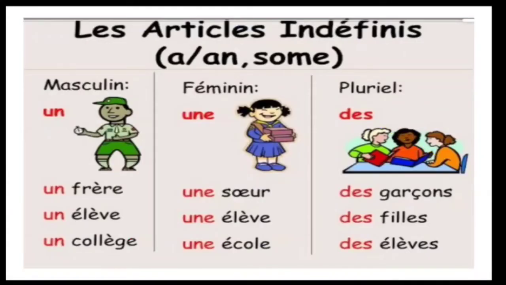See, the definite article and the indefinite article: un, une and des are the indefinite articles. Masculine: un frère, a brother; un élève, a student; un collègue, a colleague. Feminine: une sœur, a sister; une élève, a student; une école, a school. Plural: des garçons, some boys; des filles, some girls; des élèves, some students. So this is all about the indefinite article.